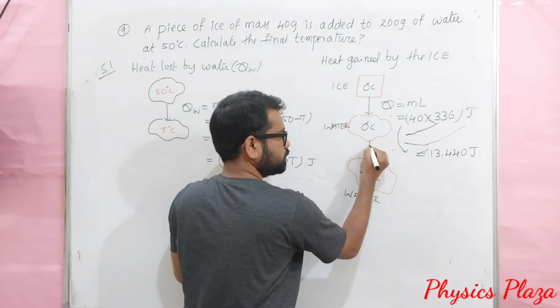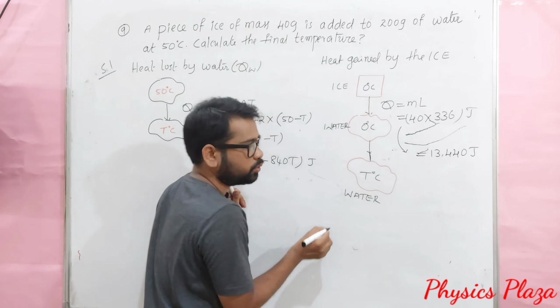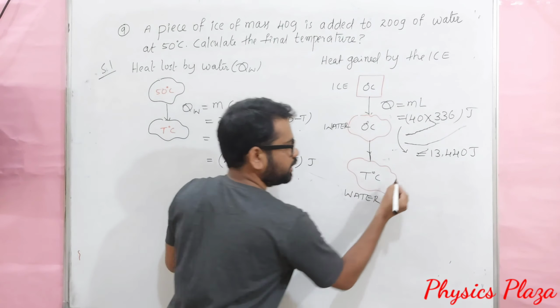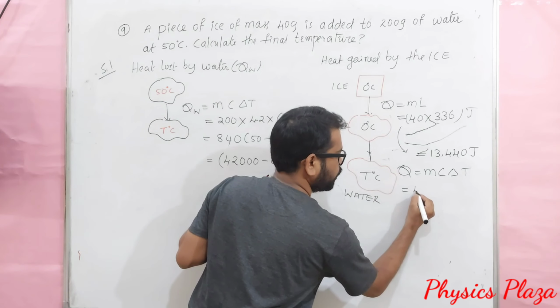Now in this stage, what is the amount of heat gained to change water at 0 degrees Celsius to water at T degrees Celsius? Children, here we use Q is equal to mc delta T. So here mass is how much? 40.